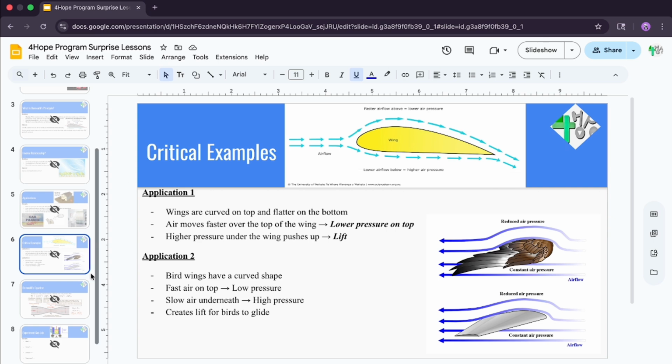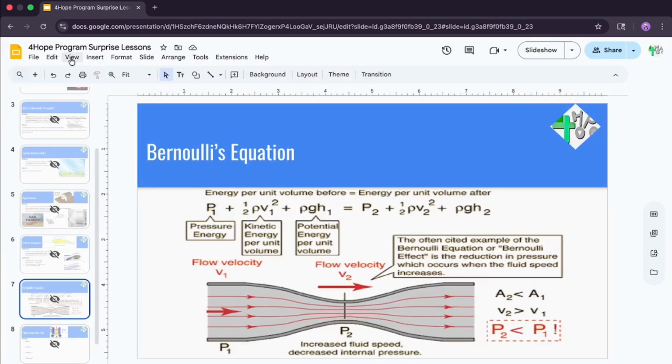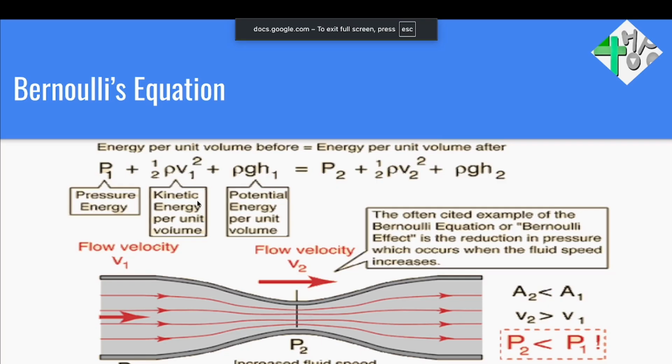So yeah. Now let's take a look at Bernoulli's equation. Bernoulli's equation is as follows. We have a lot of equations over here, but I'll just go over what it is. We have pressure energy, plus the kinetic energy per unit volume, plus the potential energy per unit volume, and the first system is equal to the second system. Anything with the subscript 1 is before, anything with the subscript 2 is after. So energy per unit volume before is equal to the energy per unit volume after.